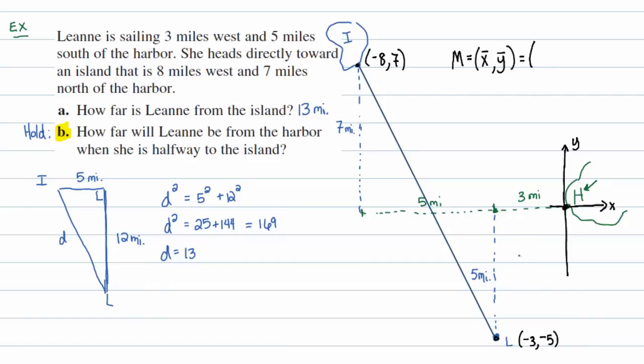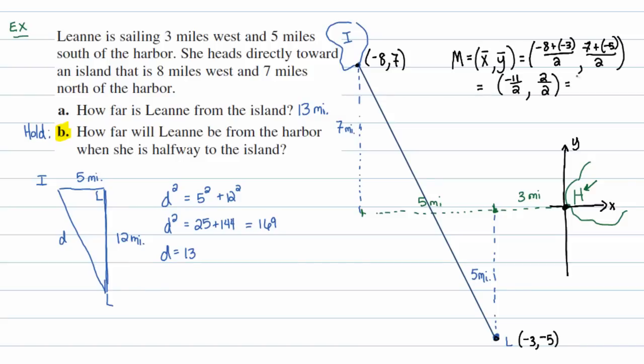The x values between Leanne originally and the island are -8 and -3. So we're going to add those two together, -8 plus -3, and divide by 2. That'll be our average x value. Our average y value, again, you add the y values together, 7 plus -5, and again, divide by 2. So it looks to me, when you add these up, my average x is -11/2. My average y is 7 plus -5, which is 2/2.